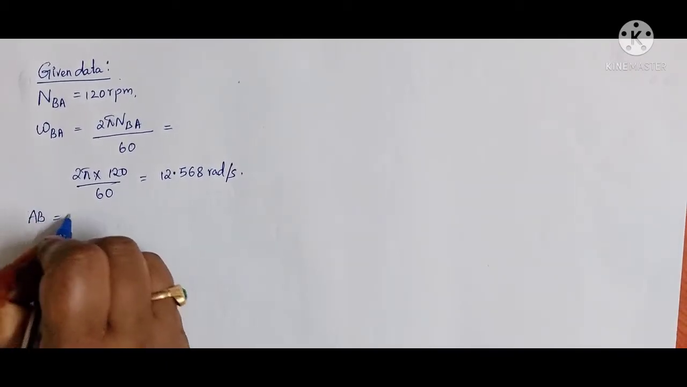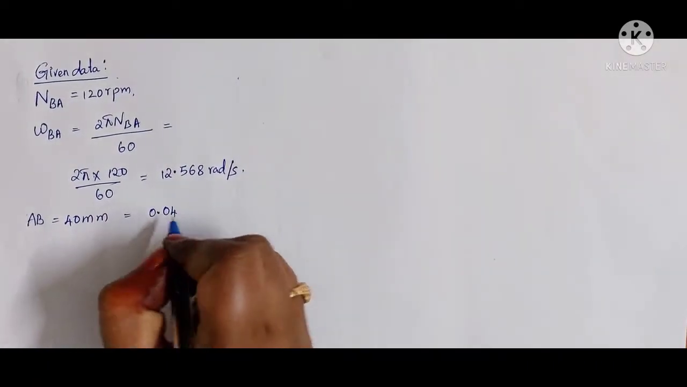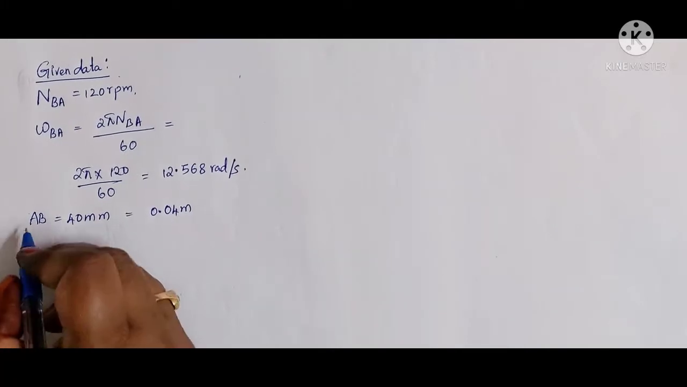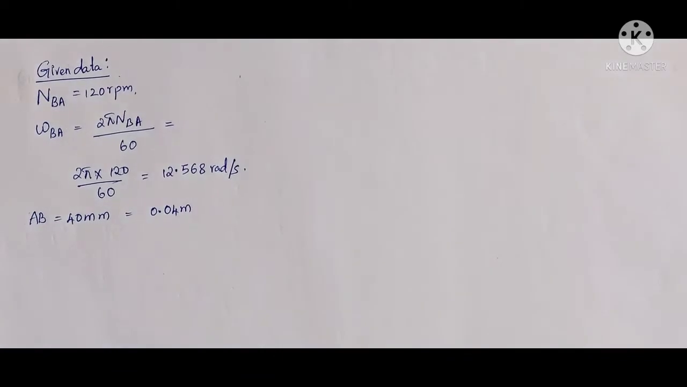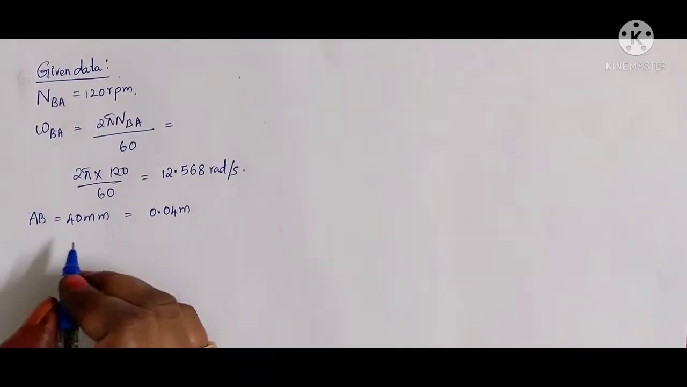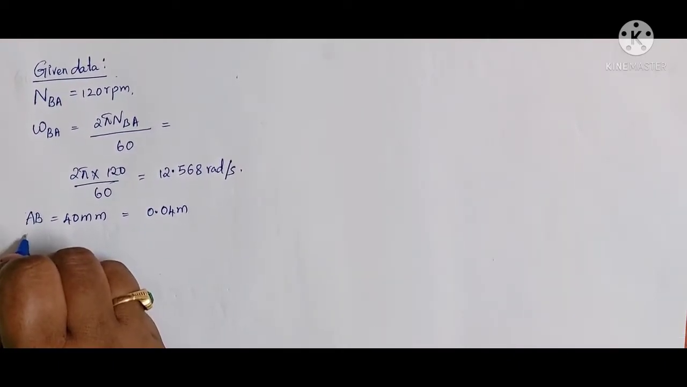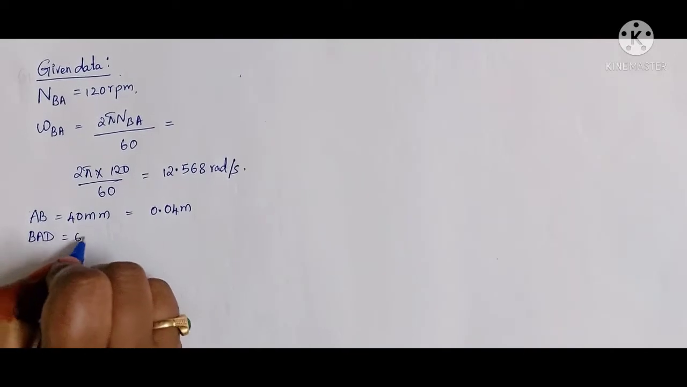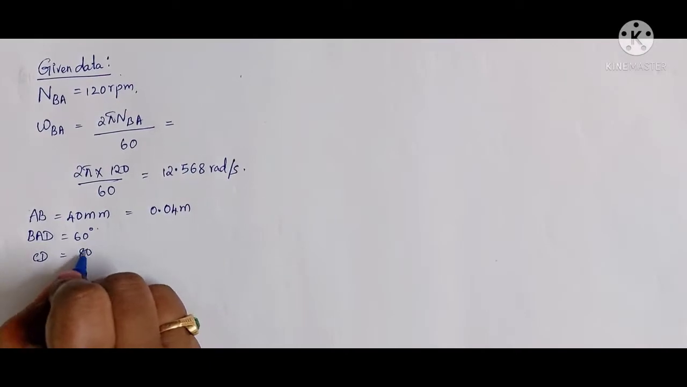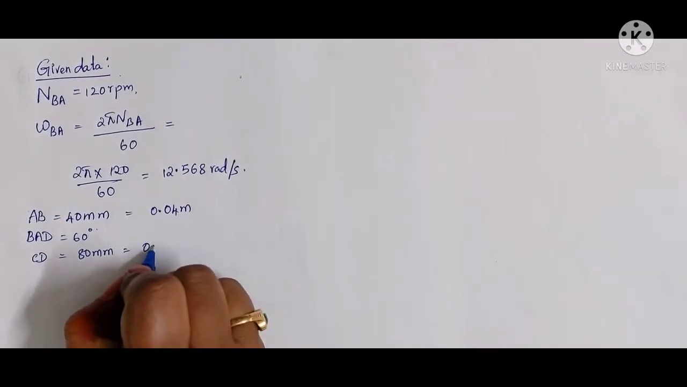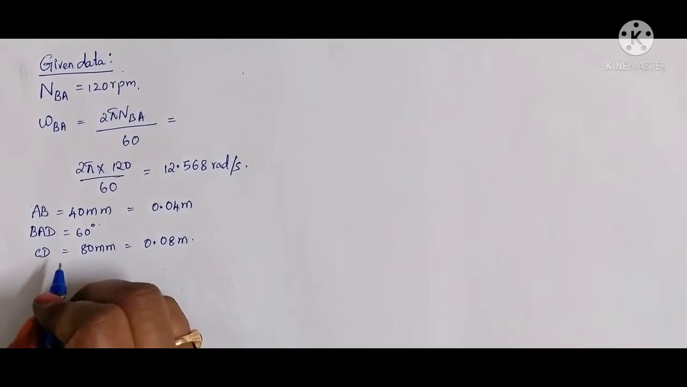Now the length of the link AB. AB equal to 40 mm. Everything you just convert into standard units, so I am converting into meters. The length of the link AB is 40 mm, so it is 0.04 m. Then from the question you take down the remaining things. BAD angle is 60 degrees, and link CD equal to 80 mm, so it becomes 0.08 meters, multiplying with 10 to the power of minus 3.